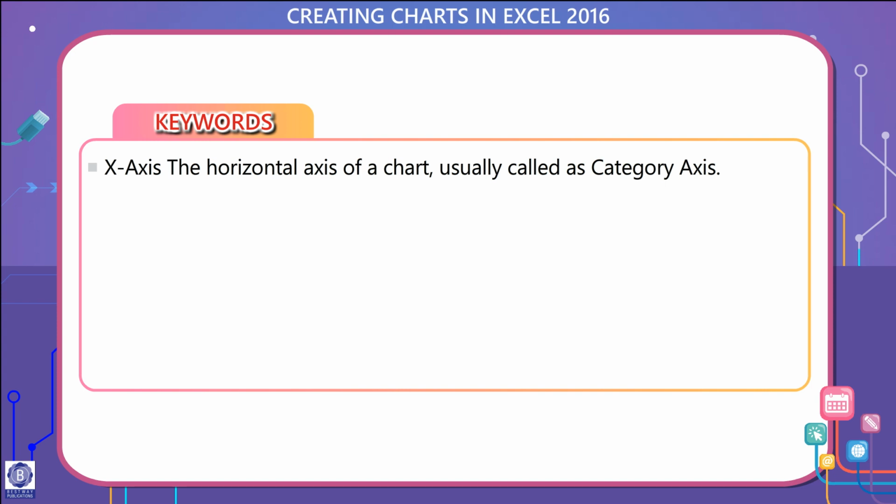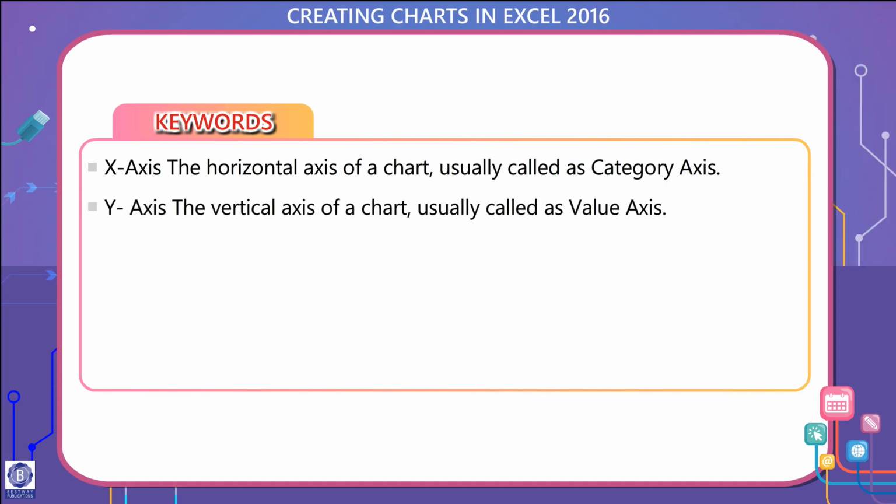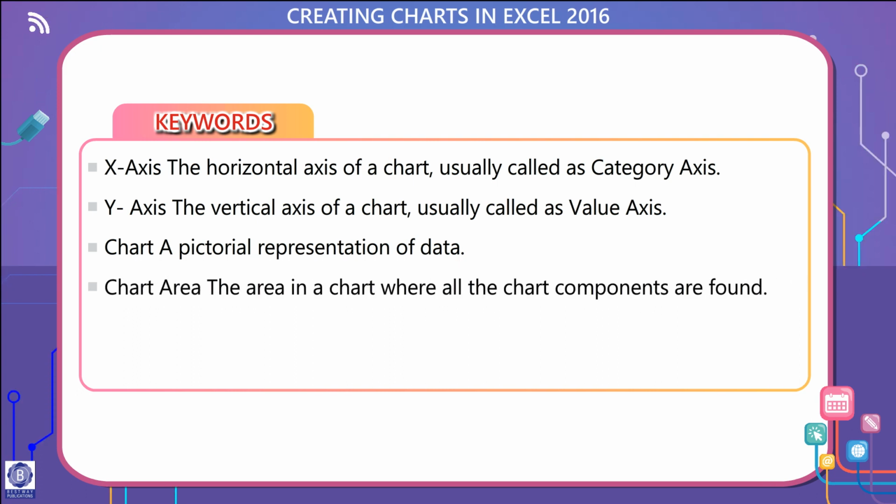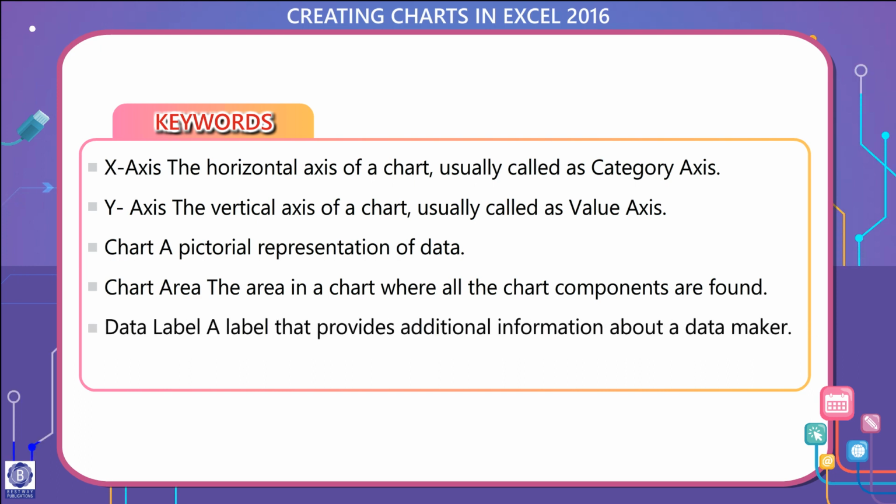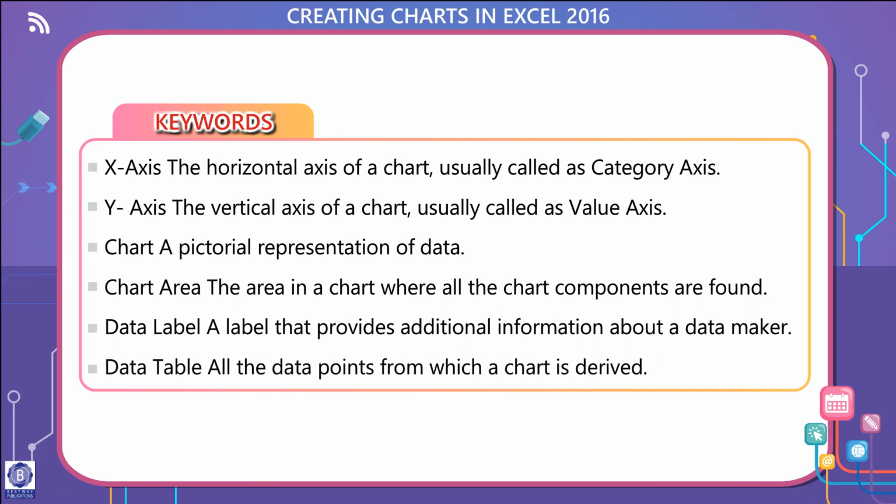Keywords. X-axis, the horizontal axis of a chart, usually called the category axis. Y-axis, the vertical axis of a chart, usually called the value axis. Chart, a pictorial representation of data. Chart area, the area in a chart where all the chart components are found. Data label, a label that provides additional information about a data marker. Data table, all the data points from which a chart is derived.